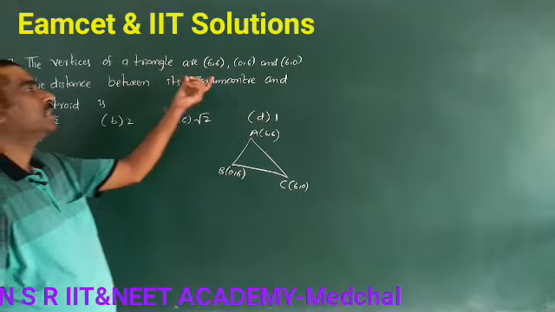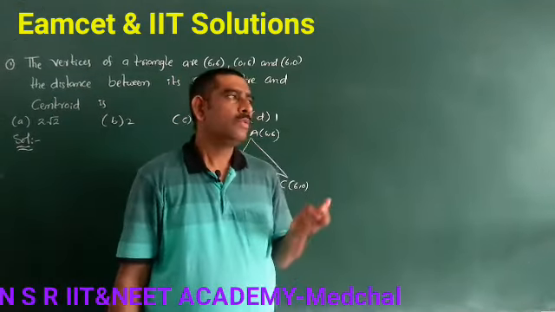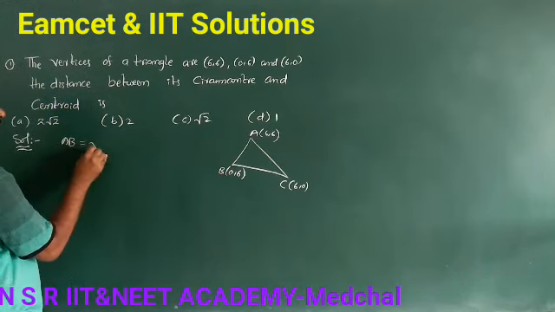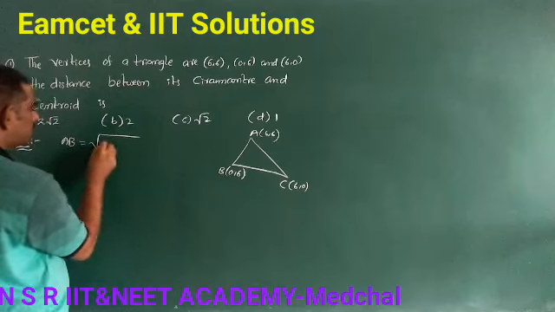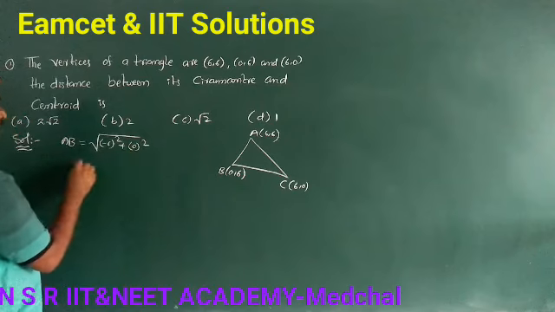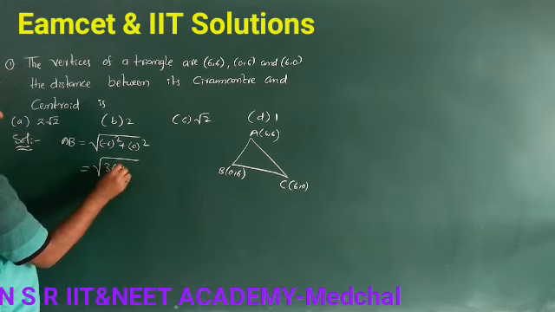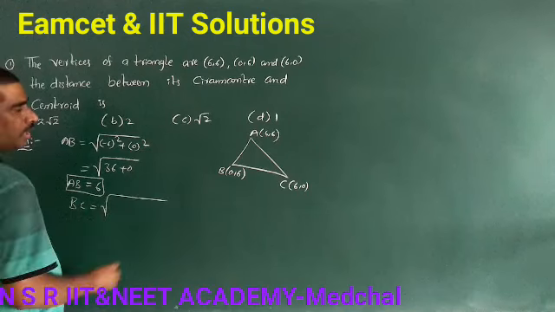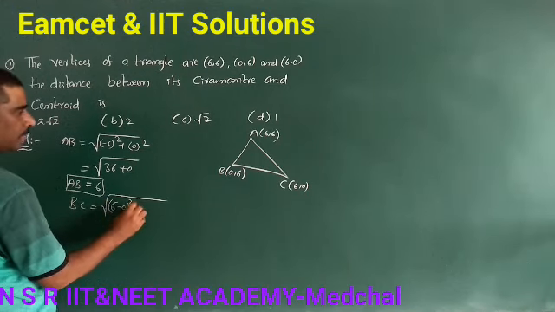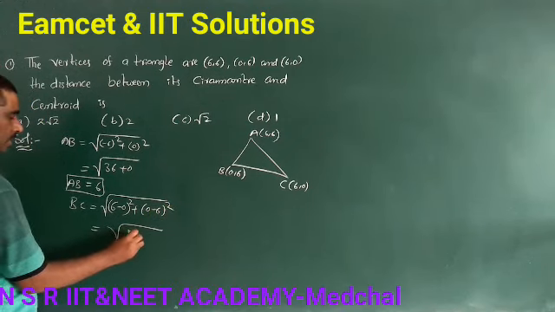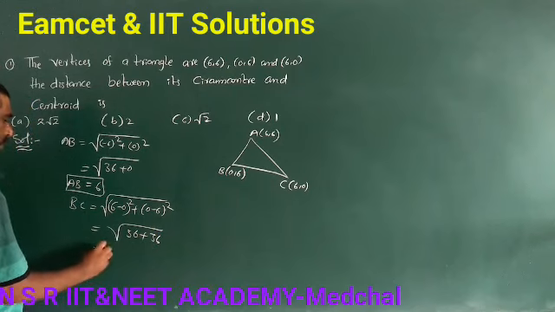If the given vertices form a right angle triangle, we can easily find the circumcenter. First find the distance AB: the square root of (x2 minus x1) whole square, (0 minus 6) whole square, plus (6 minus 6) whole square. We get (minus 6) square, 36, plus 0, so AB is equal to 6. Next, BC is the square root of (6 minus 0) whole square plus (0 minus 6) whole square. We get 36 plus 36, so root 72.